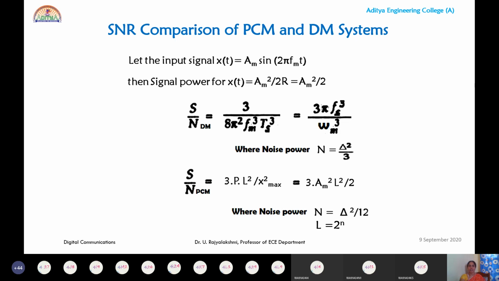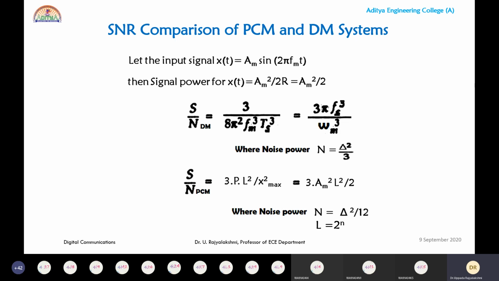So what is the expression? You got 3 P L square by x square max. For normalized input, x max is 1 and P is equal to Am square by 2. Please replace P as Am square by 2, so you get 3 Am square L square by 2. This is the SNR for PCM. If you observe the SNR for DM and the SNR for PCM, SNR for DM is proportional to Fs. What is Fs? Sampling frequency or sampling rate. And the SNR for PCM is proportional to L square, where L is 2 power n.